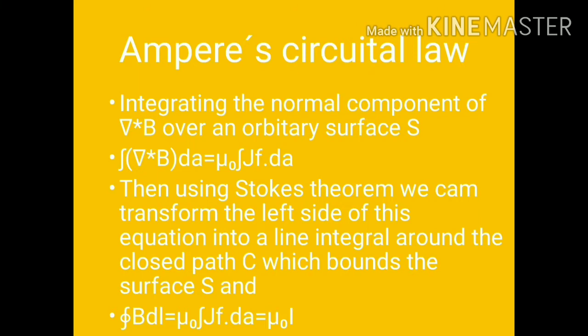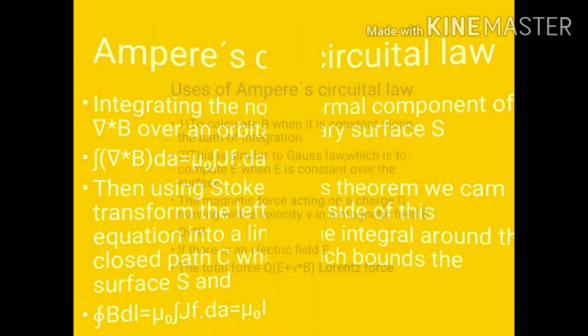Ampere's circuital law. Integrating the normal component of del cross B over an arbitrary surface S, the integral of del cross B into dA equals mu naught times the integral of JF into dA. Then using Stokes' theorem we can transform the left side of this equation into a line integral around the closed path which bounds the surface S: the integral of B dl equals mu naught times the integral of JF dA, equal to mu naught I.